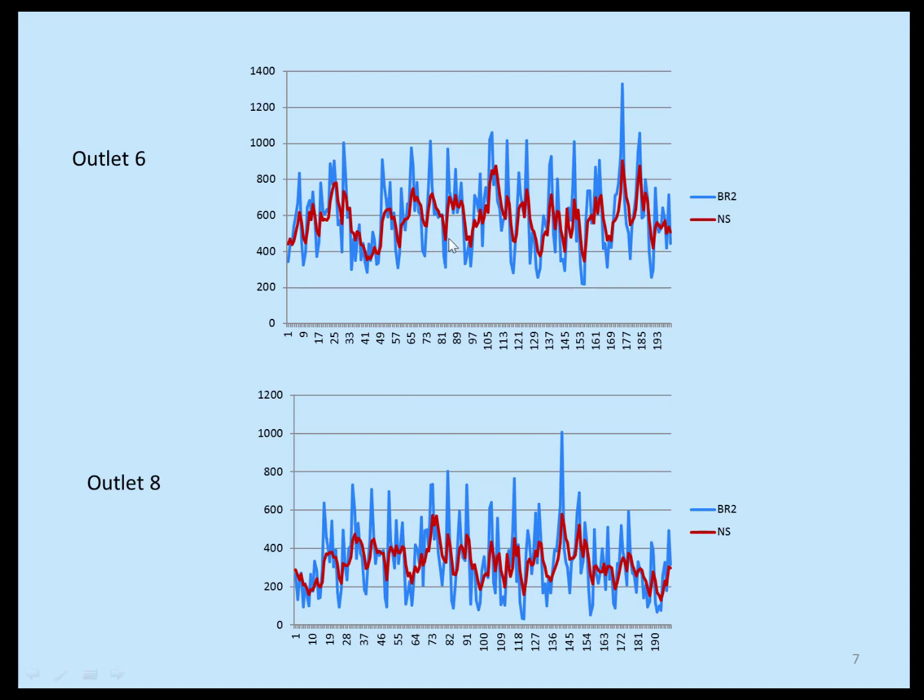So visually, you can see how different they are. This is BR², and that's Nye-Sutcliffe for outlet 6, and BR² and Nye-Sutcliffe for outlet 8. So if I use BR² as my objective function, my best simulation is very different than if I use Nye-Sutcliffe, right? And you can see the differences.